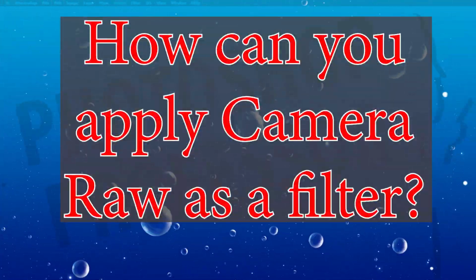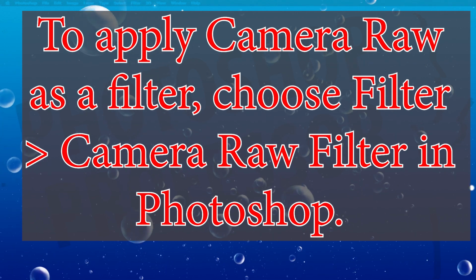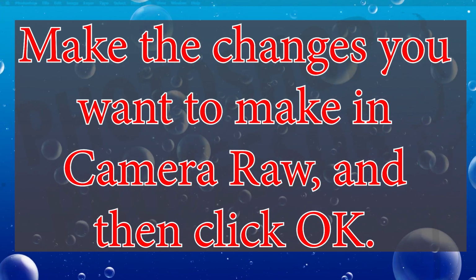How can you apply Camera Raw as a filter? To apply Camera Raw as a filter, you just choose Filter, Camera Raw Filter in Photoshop. Make the changes you want to make in Camera Raw and then click OK.